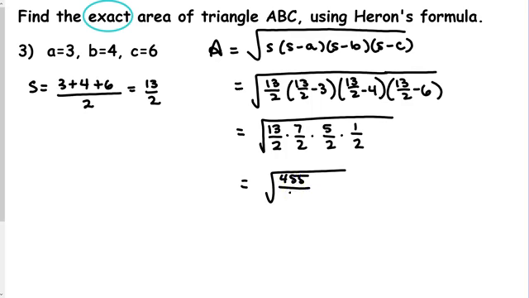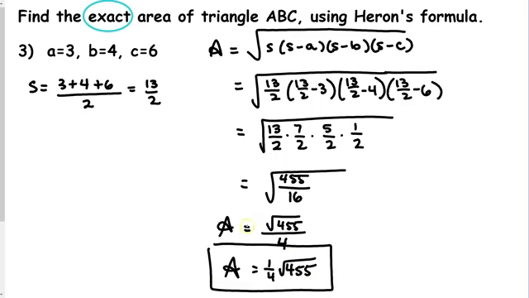And when we multiply the denominators together, we get 16. That is a perfect square, and the square root of 16 is 4. So our answer is square root 455 over 4. Or if you want, you can write it as 1/4 times square root 455. Same thing. Square units.